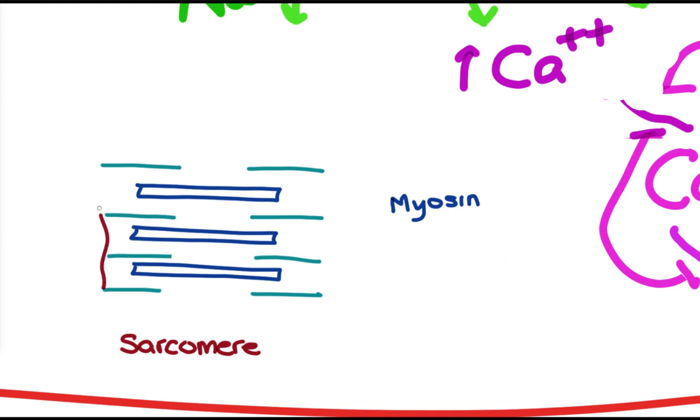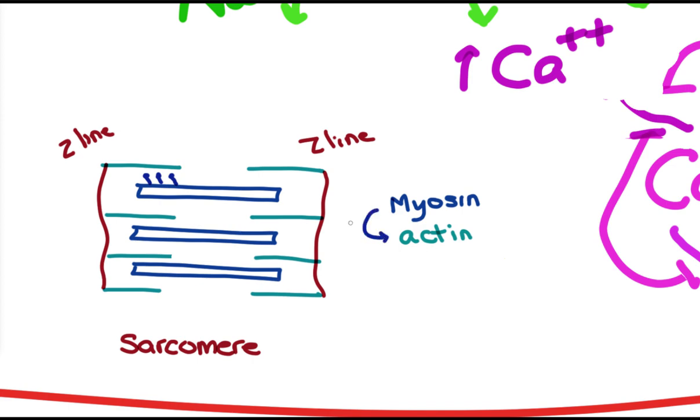And a sarcomere goes from one Z line, oops, that's not very straight, to another Z line on the other side, also not very straight. So these guys are called Z lines. And the myosin and actin are attached to the Z lines on either end. Now, normally, myosin has these little heads that stick out, almost like little hands, and it wants to bind to actin because it loves actin and it wants to grab onto actin and pull it.